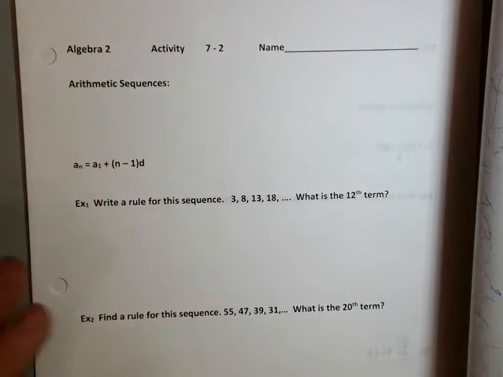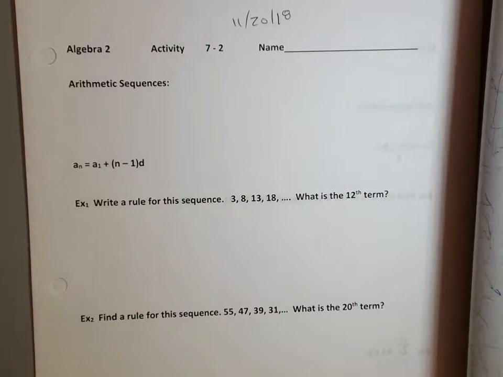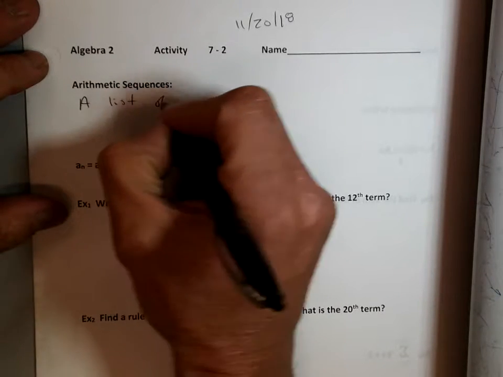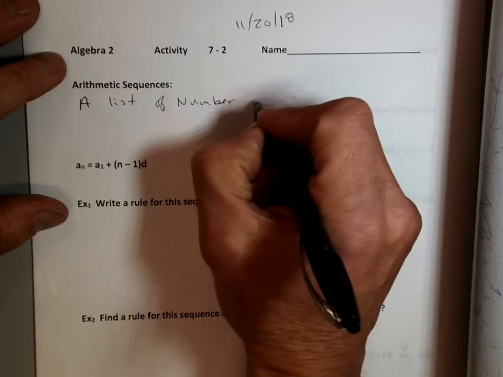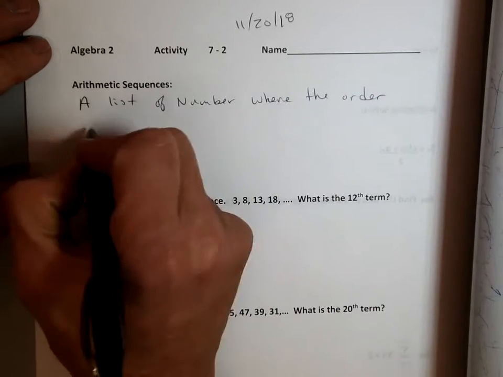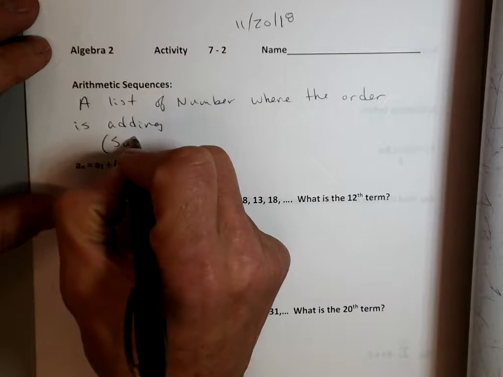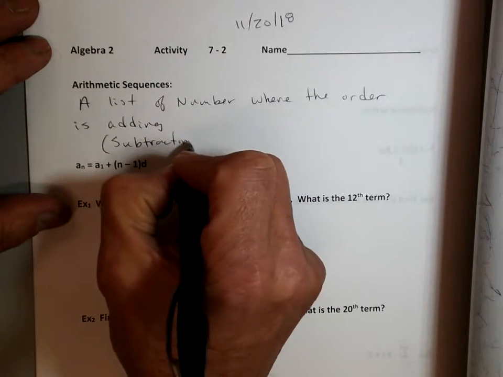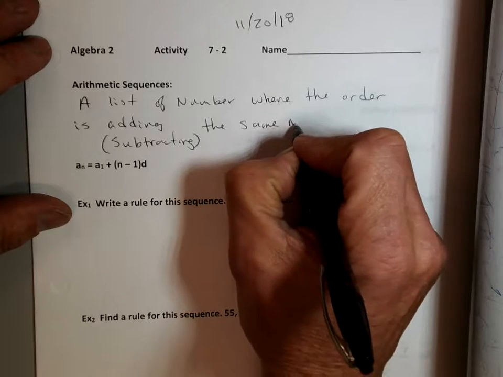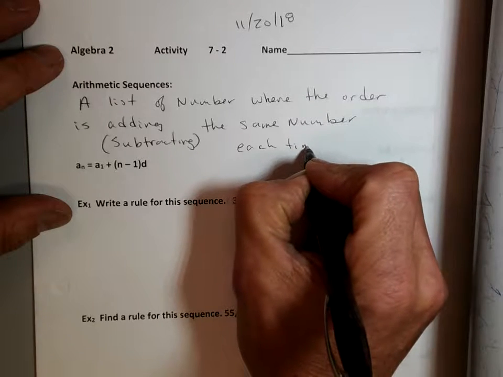Okay, so today, 11/20/18, arithmetic sequence. Write this down. It is a list of numbers where the order is adding or subtracting the same number each time. That is what makes it arithmetic.